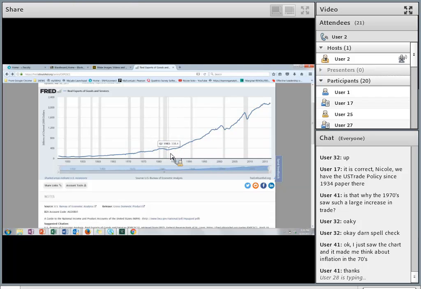So you'll see here, this is the real exports, goods, and services in real dollars. So this is chained to 2009 dollars. So you can see that it really takes off, starting really in the 80s. So even in the 70s, we see an increase, but it's not huge. It's not really until the 80s.